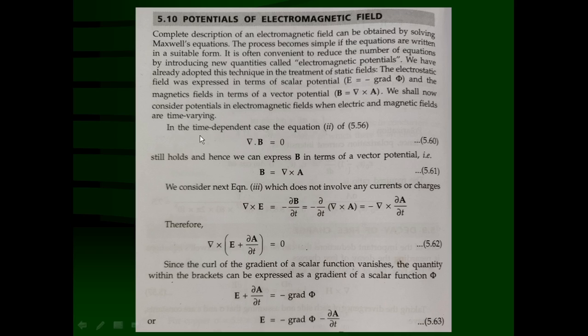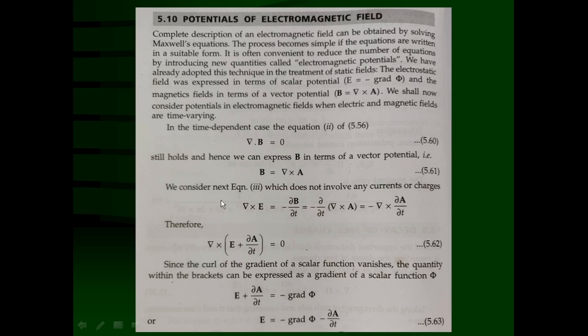So we can say that in the time dependent case, equation 2 of 5.56, divergence of B is equal to 0, still holds, and hence we can express B in terms of the vector potential. That means the magnetic field vector B can be obtained from taking the curl of vector potential A, and that way the magnetic field can be found out.